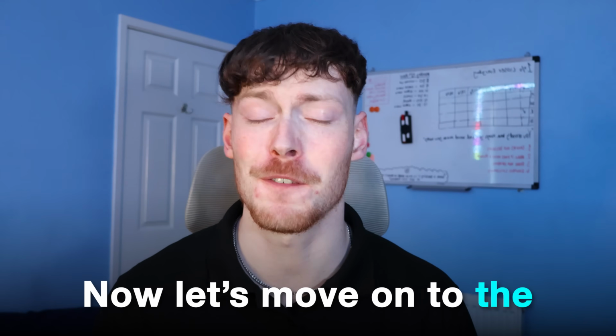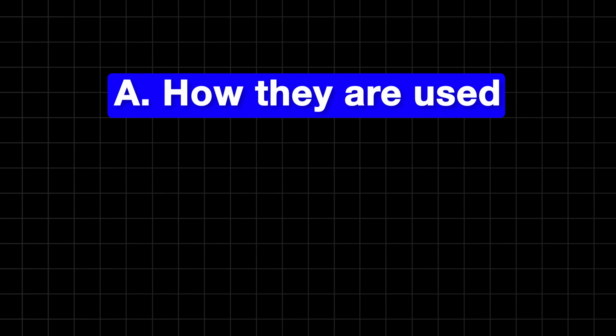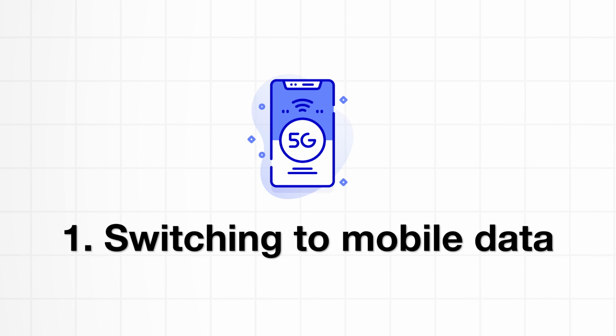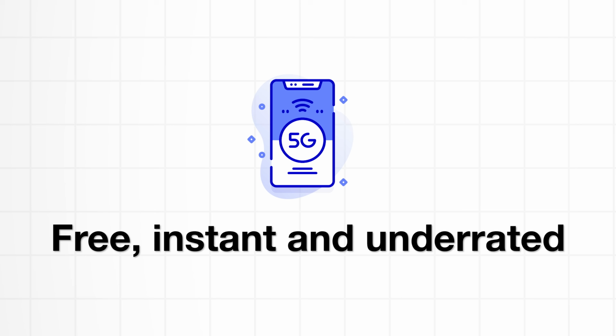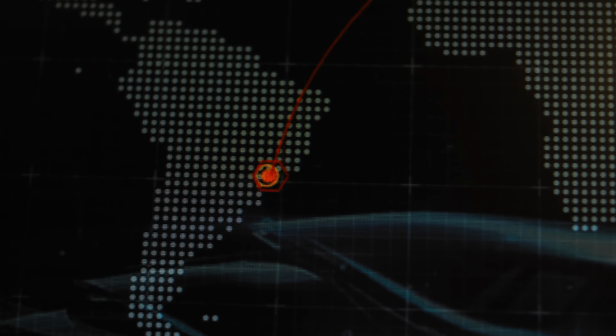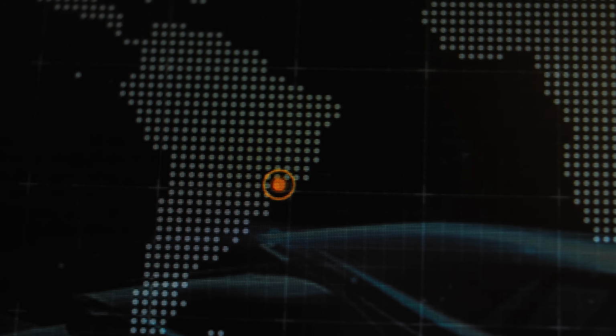Now let's move on to the full breakdown of each of these, how they are used, what they cost, and should you use them. First up, switching to mobile data. Free, instant, and underrated. This is the simplest method on the list, and most people forget or don't know about it. If you're using your phone and you just need a different IP right now and don't care about encryption, disconnect from your Wi-Fi and use your phone's mobile data.